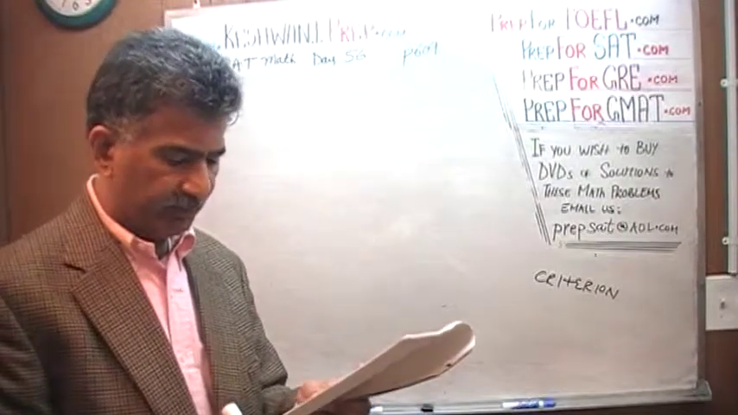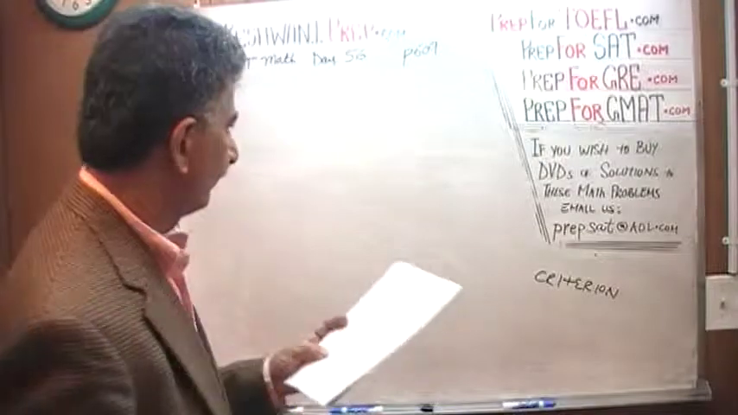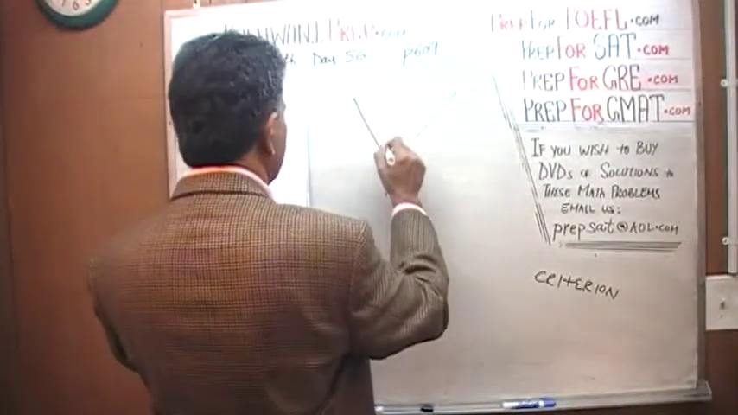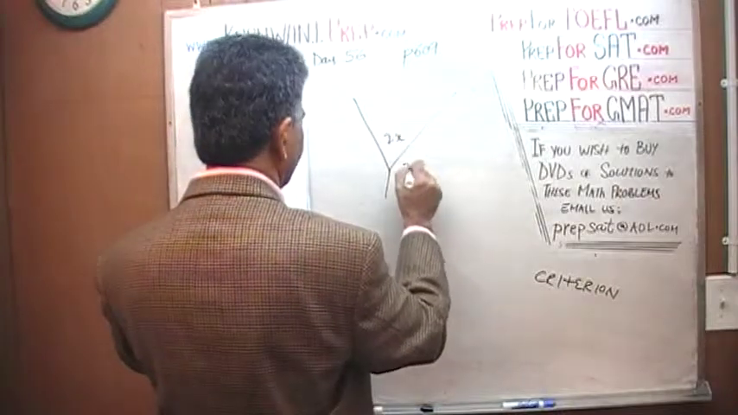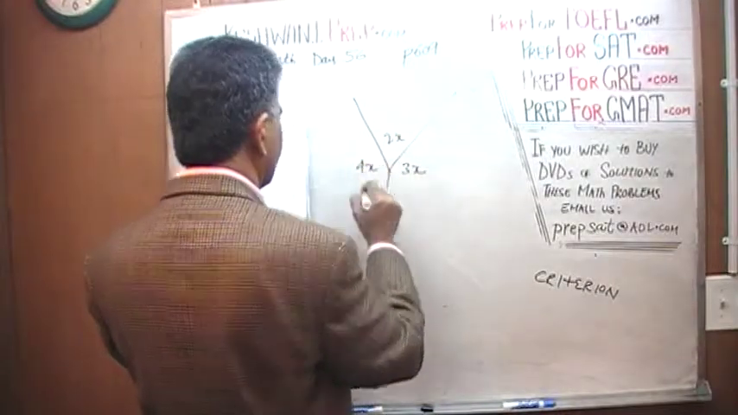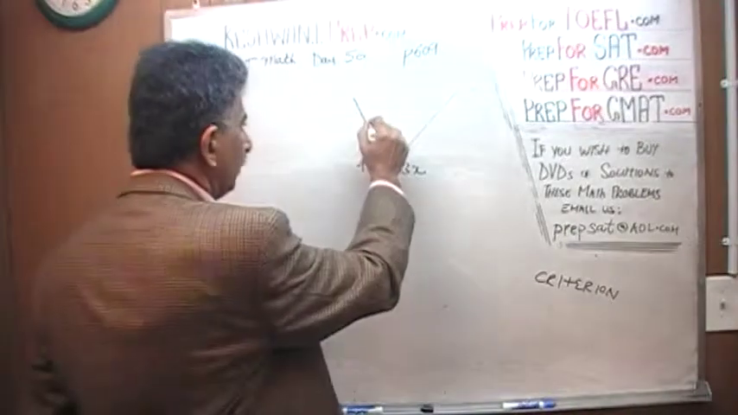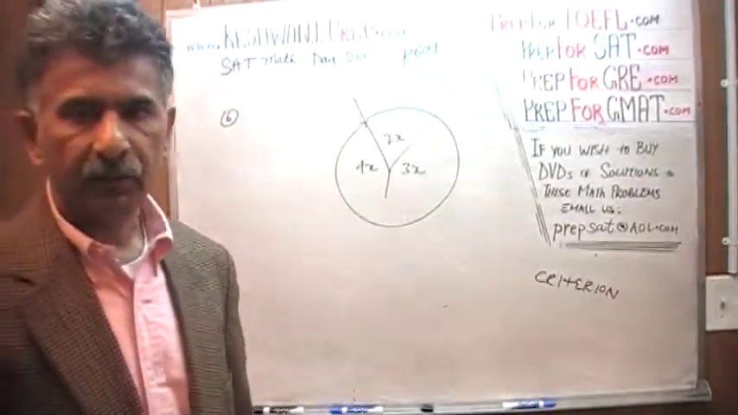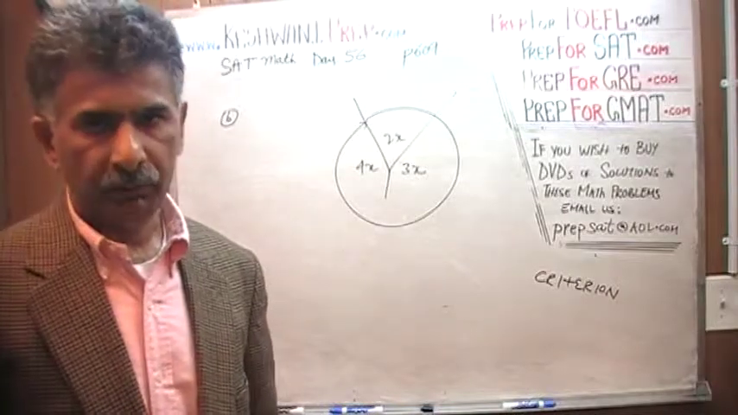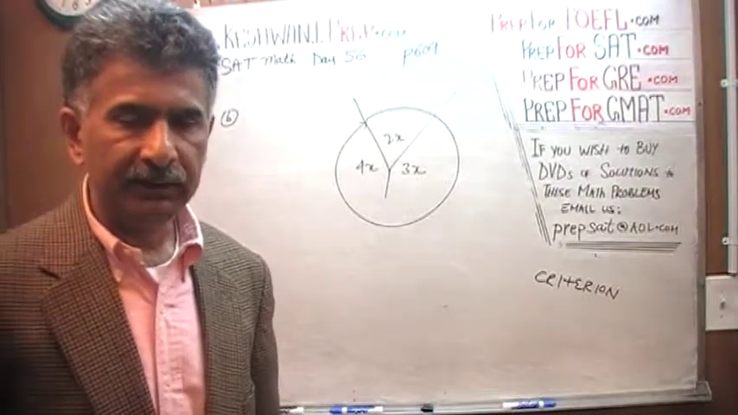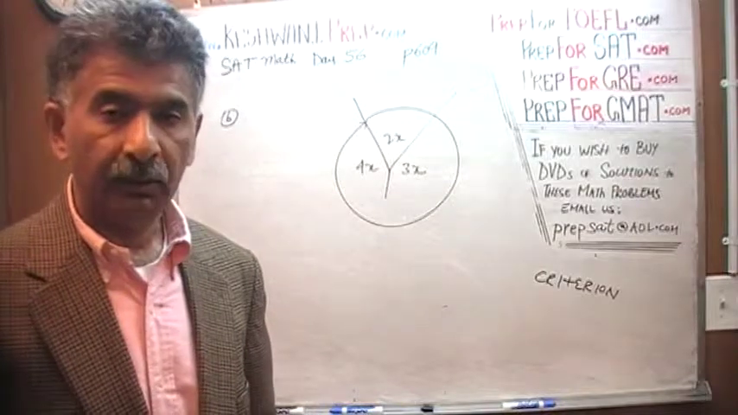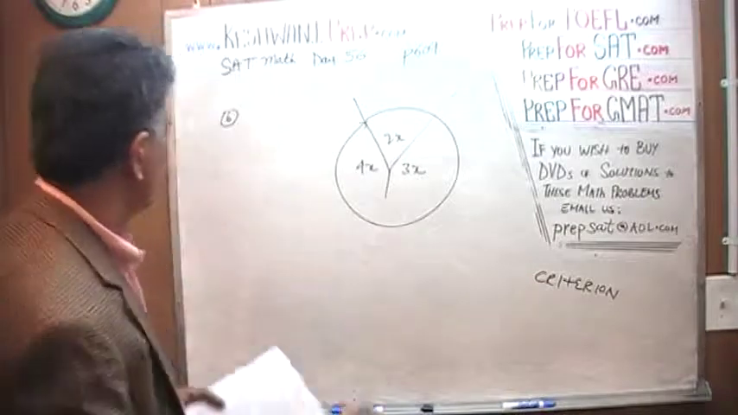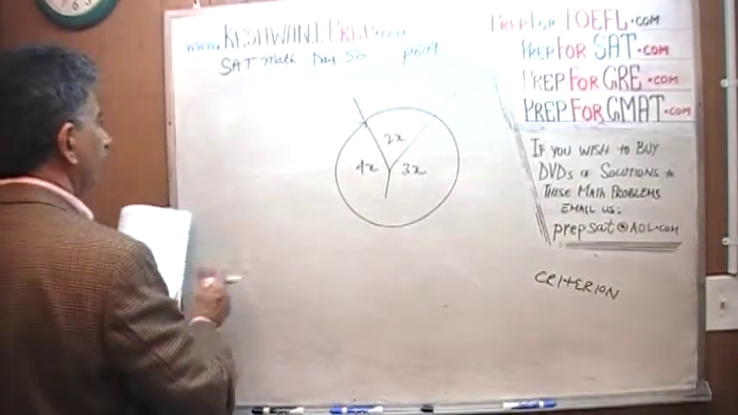3 line segments meet at a point to form 3 angles. What's the value of x? Well, here are the 3 lines. We are told that this is 2x, we are told that this is 3x, and we are told that this is 4x. And what do we know about some of these 3 angles? These 3 angles together form a circle. And we know that the sum of the degrees in a circle encompasses 360 degrees. Circle is made up of 360 degrees.